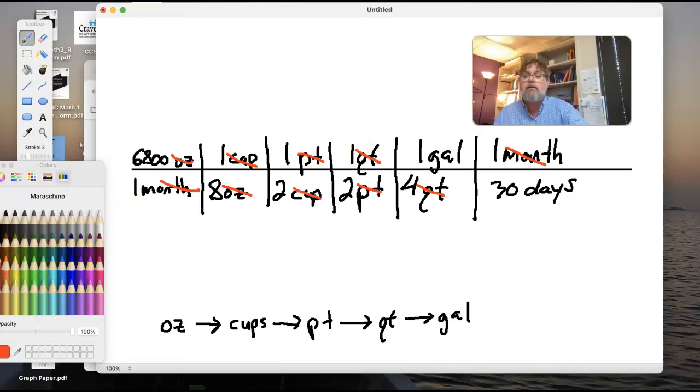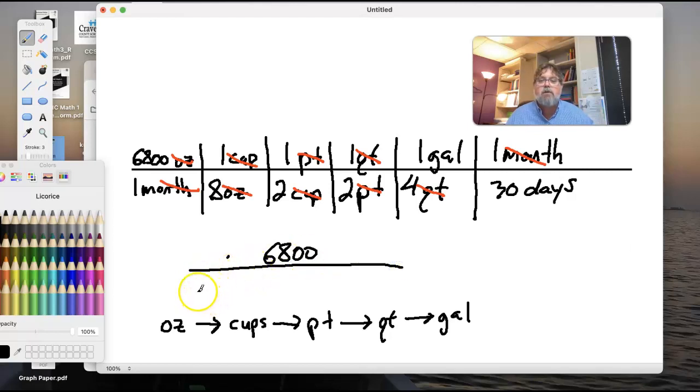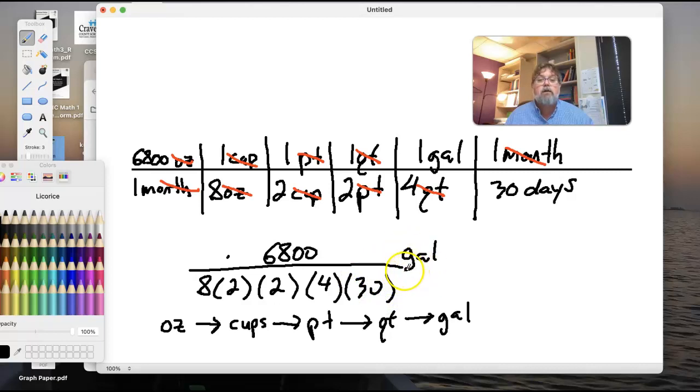If we wanted to see what I'm actually going to enter into my calculator, I'm going to put 6,800. I'm not going to put all these ones. Multiply by 1 is just going to give me 6,800, so I'm going to save myself the time. I'm going to put 8 times 2, that's coming from right there. Then I've got another 2, and I've got a 4, and I've got a 30. And this is going to be in gallons, and we're finally in days. Gallons per day.